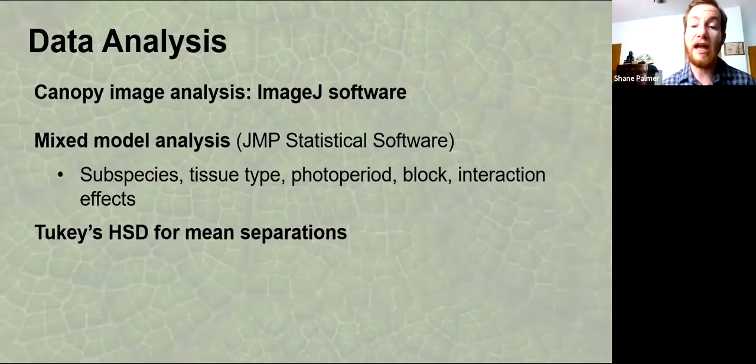And then once I had the canopy sizes, I applied the mixed model analysis to those as well as my other data. We were looking at effects of subspecies as well as tissue type, photoperiod, block as a random effect, and any interaction effects. And we used Tukey's HSD for mean separations.